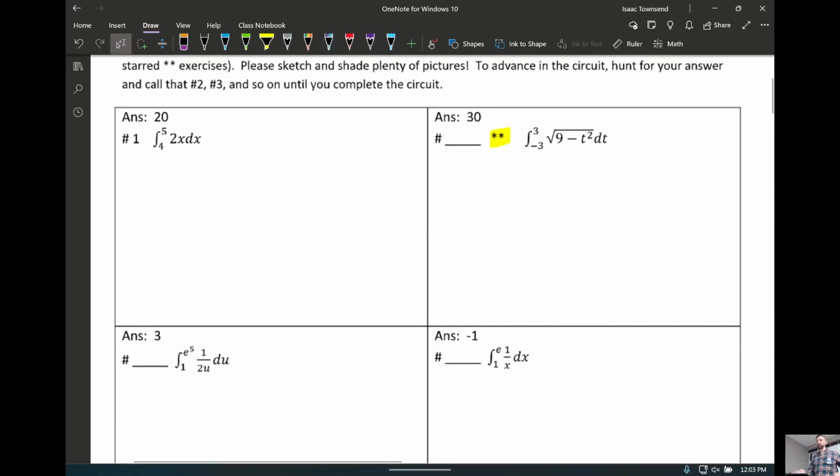Anything with a double star here, I'm going to be okay with you using a calculator on. So you don't have to show your work on those. You can just come up with the answer. Okay, but question 1.